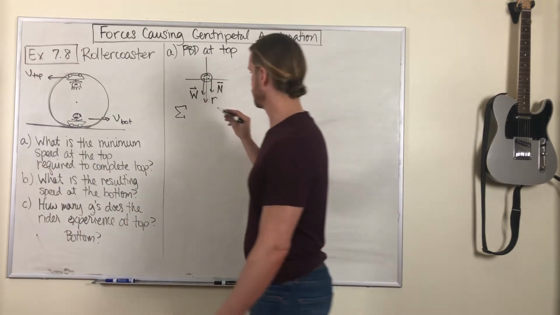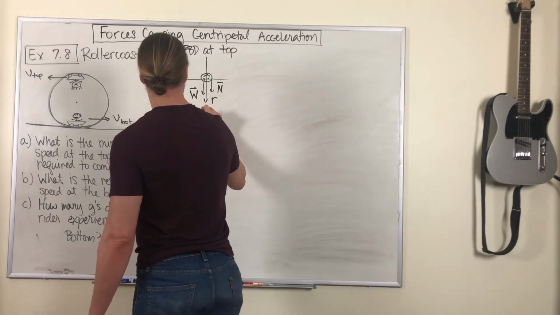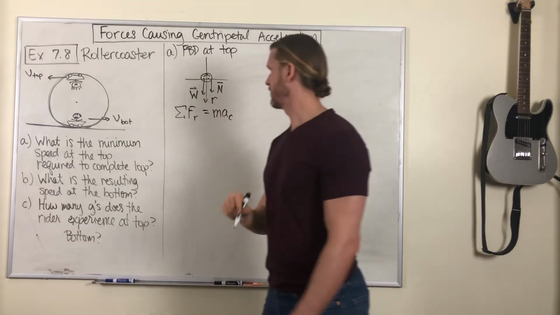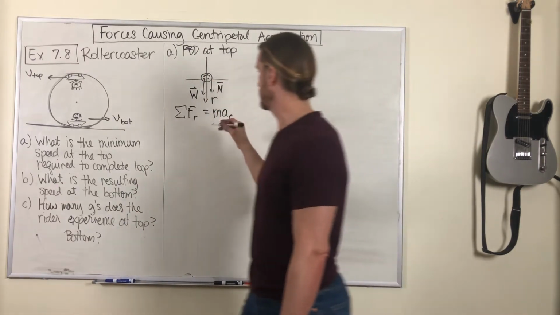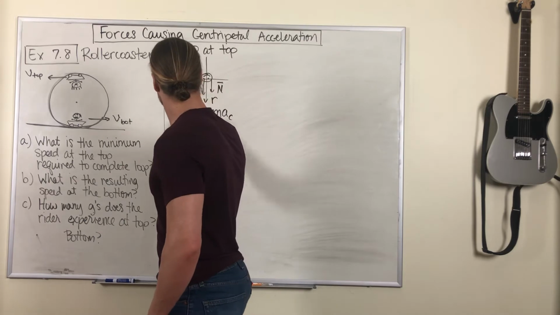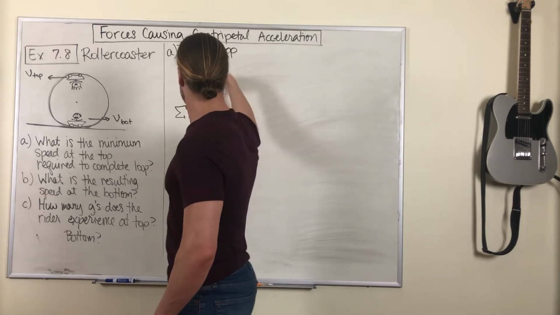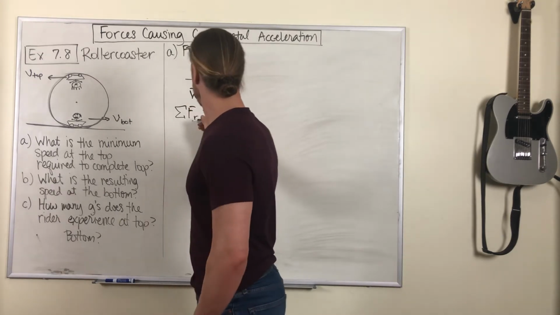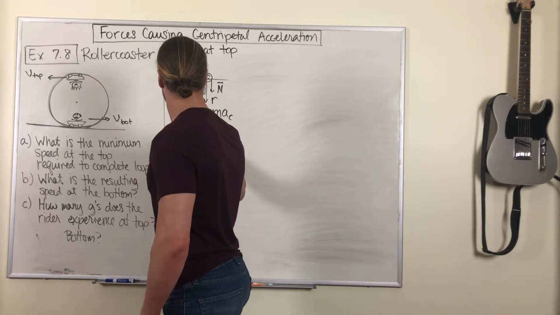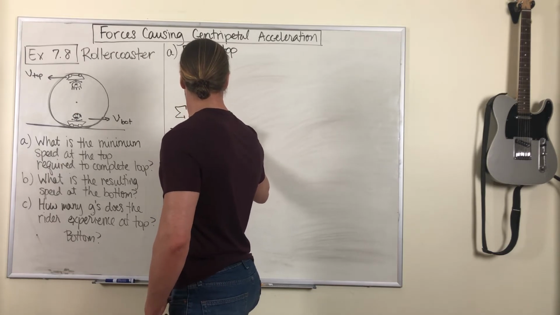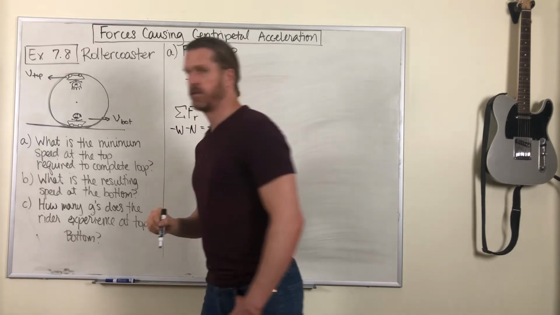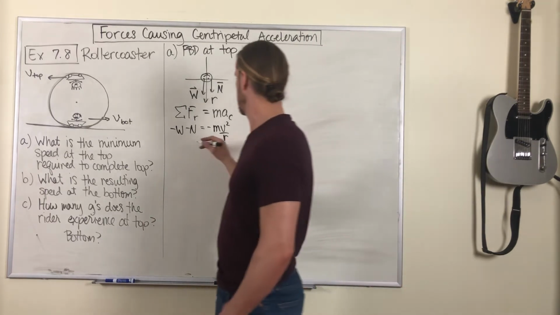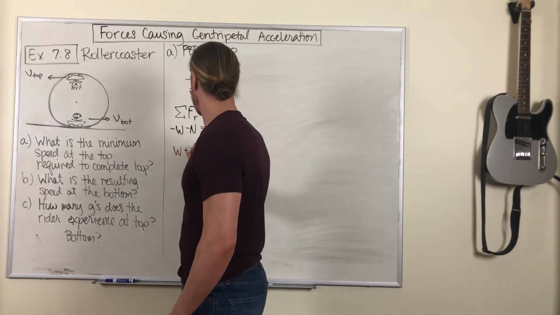That's it. So the sum of the forces in the radial direction equals mass times centripetal acceleration. And both of these forces are pointing inward, so they both get minus signs. That centripetal acceleration is also inward, it gets a minus sign. So all these minus signs cancel out.